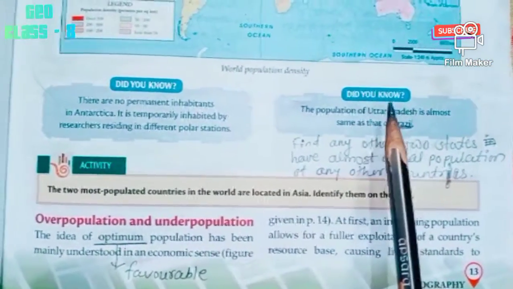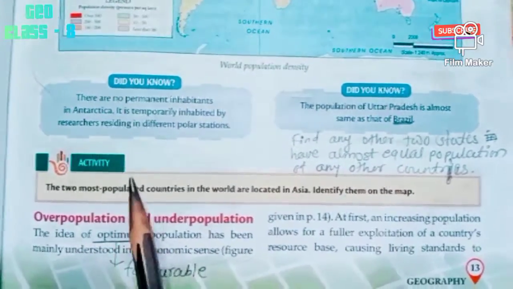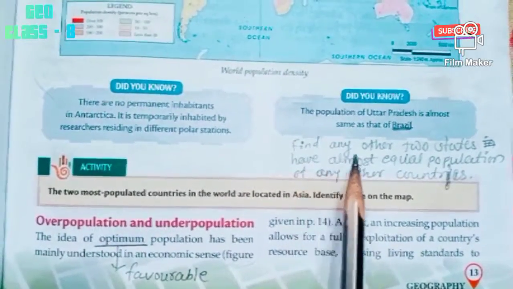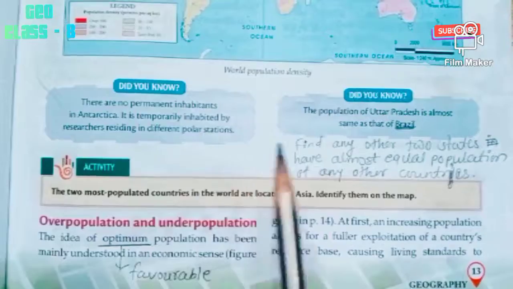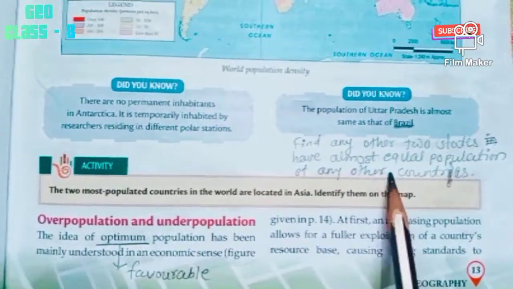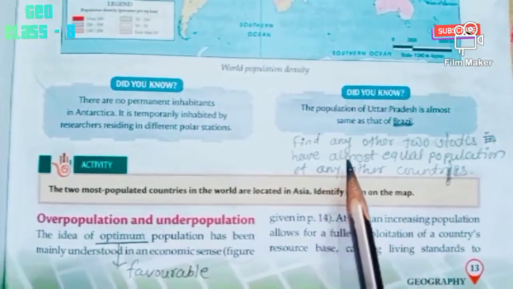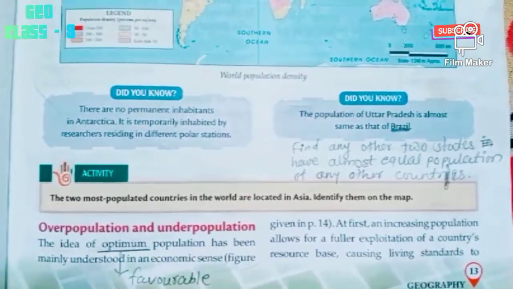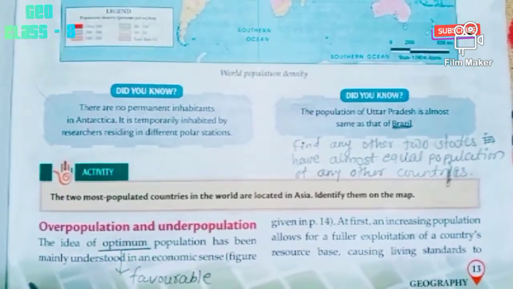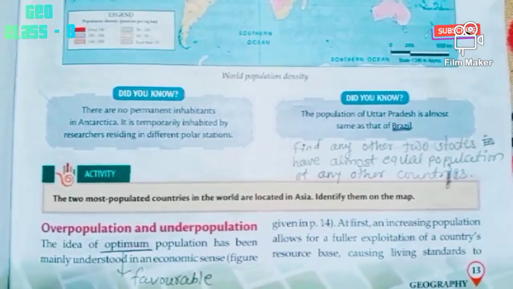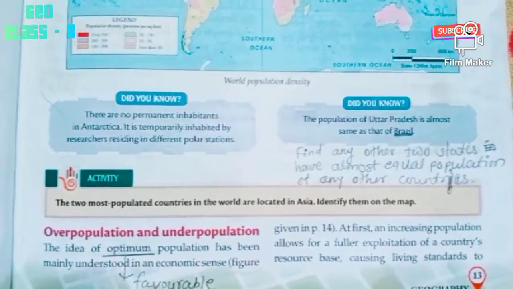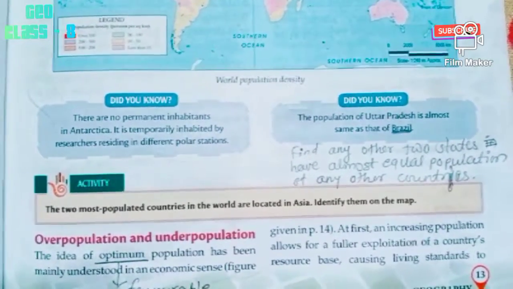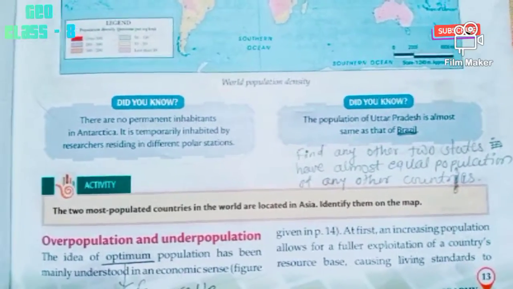Before that, here is a question for you. You are supposed to find out two states in India that have populations equal to those of two other countries in the world. Just any two states, compare them with any two countries, and the population should be the same for the state and the country. That's an activity for you.